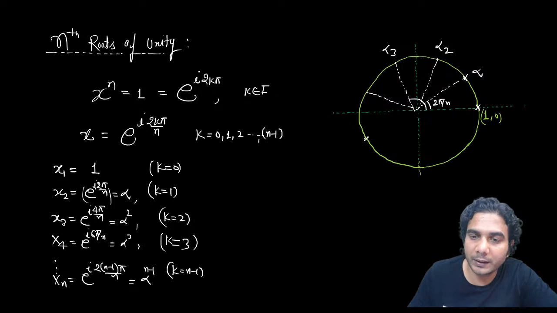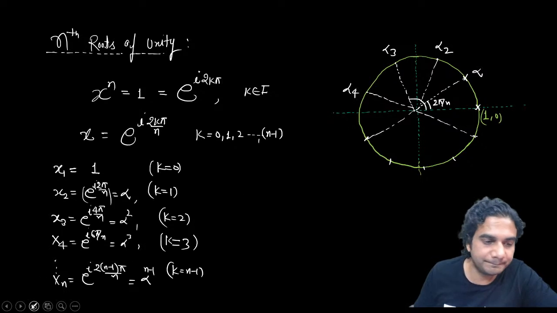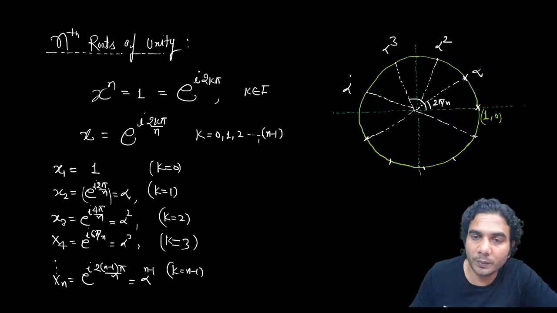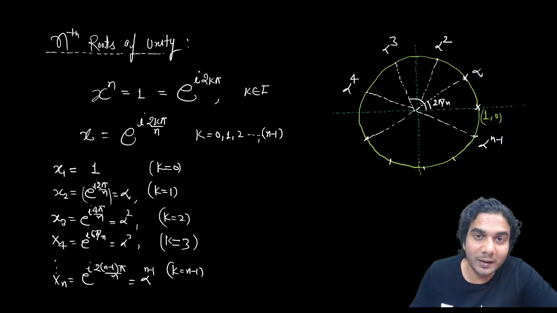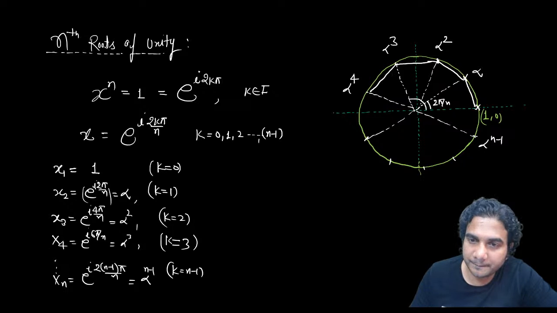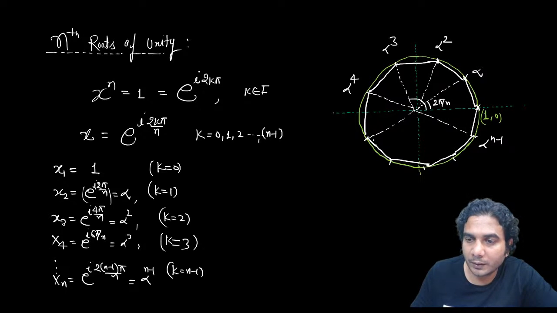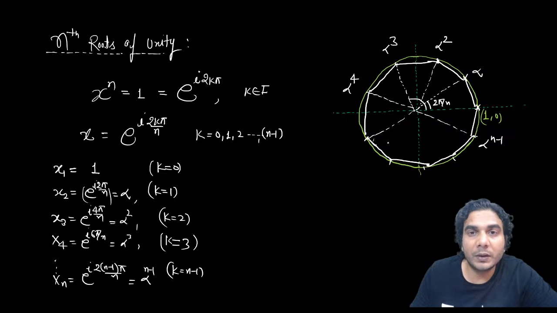Keep plotting these values, equally spaced like this. So these are the roots: alpha, alpha square, alpha cube, alpha raised to 4, and up to alpha raised to n minus 1. So all the roots of unity lie on the circle of radius 1 whose center is at the origin. Even if you join these points, these complex numbers, they will form an n-sided polygon. You can see it will have n vertices, so n sides.